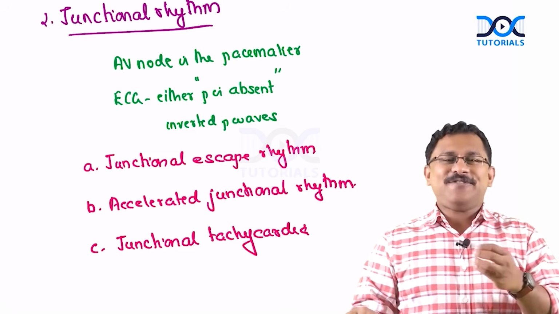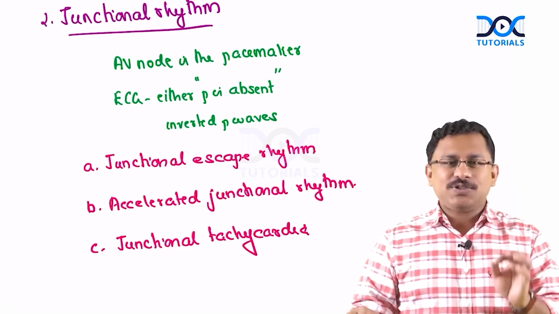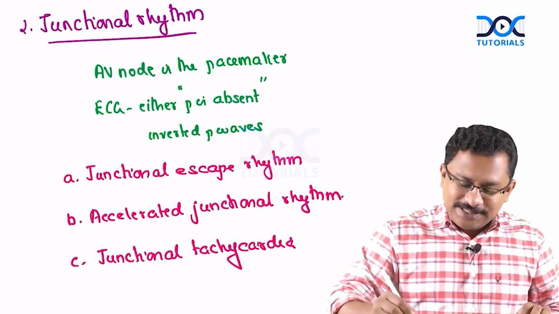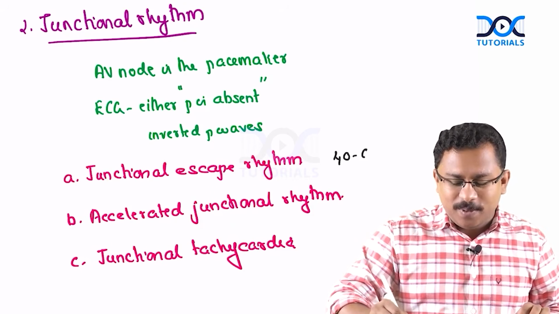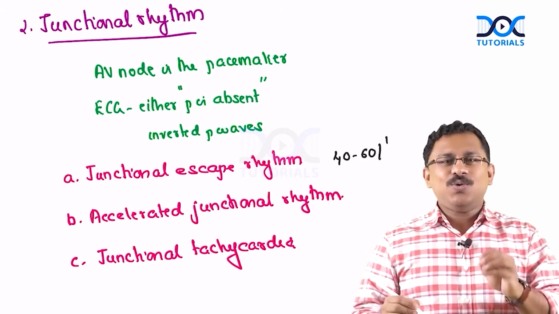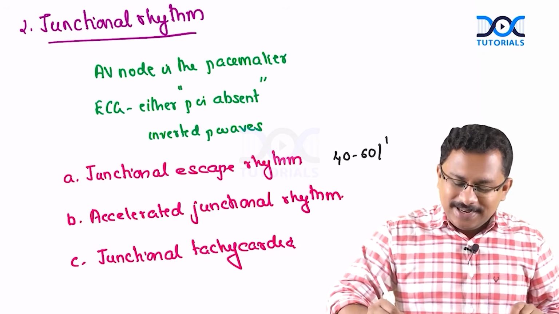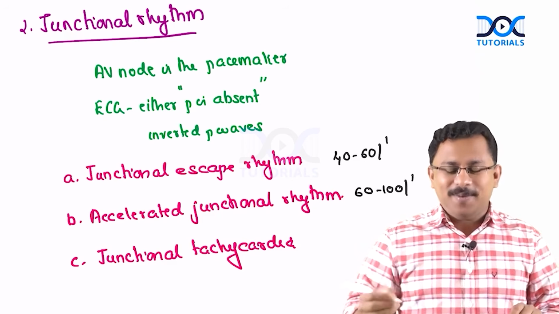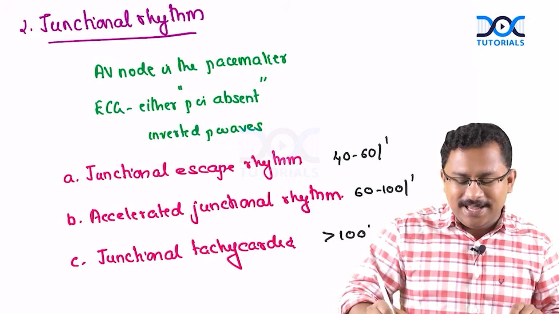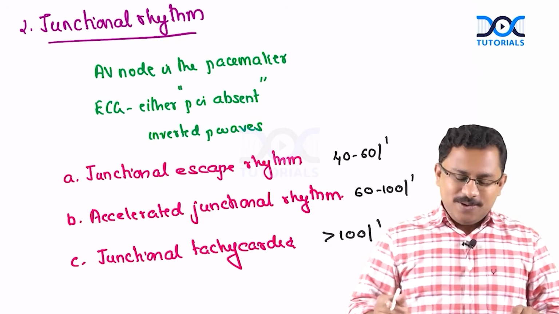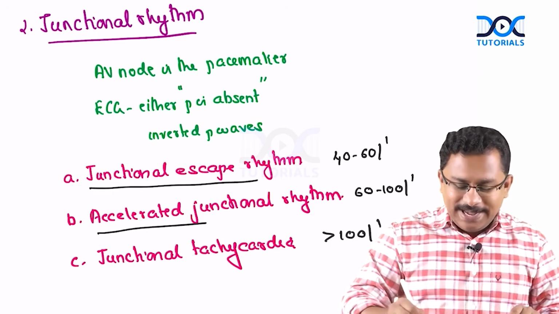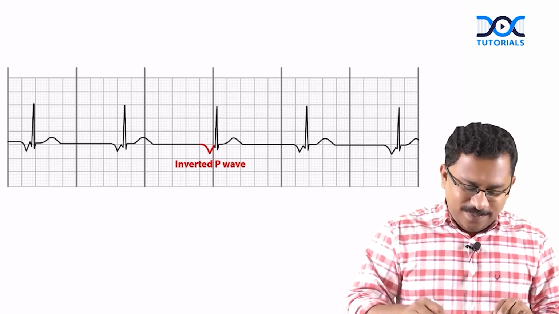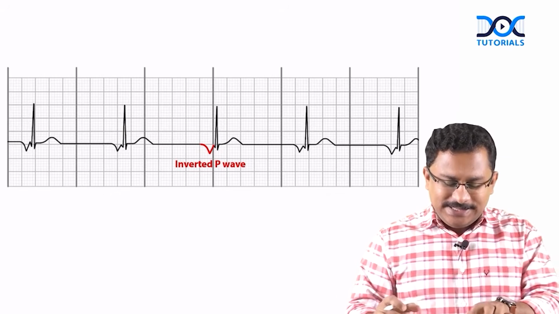Now, what is the basis of such a classification? This is also based on the rate of depolarization. In junctional escape rhythm, the rate of depolarization will be around 40 to 60 per minute. In accelerated junctional rhythm, the rate will range from 60 to 100 per minute, and junctional tachycardia will be more than 100 per minute. Clear? Now moving on, let me show you the ECGs.